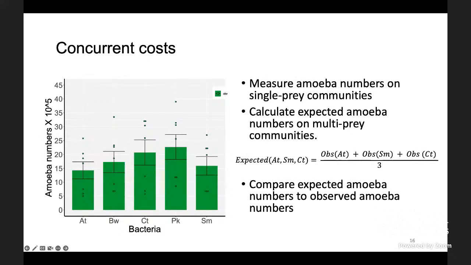Okay. So the first thing to do is estimate amoeba numbers on these single prey communities, and I have the data over there. And then to calculate the expected amoeba numbers on these multi-prey communities. For example, if I wanted to know what's my expected amoeba number in a prey community that has AT, SM, and CT, it's just an average of my observed amoeba numbers in those single prey communities. But now I will compare these expected numbers to what I actually got.